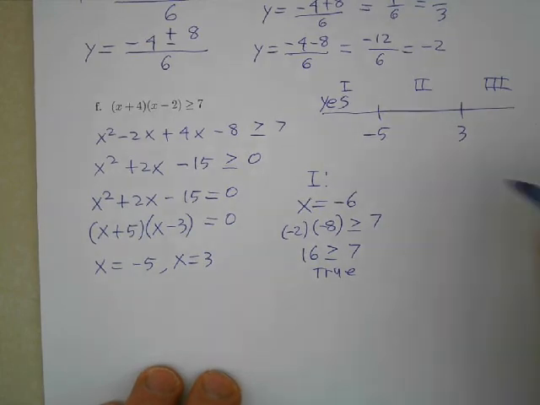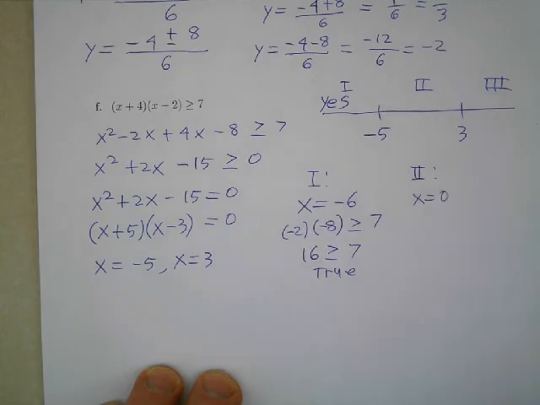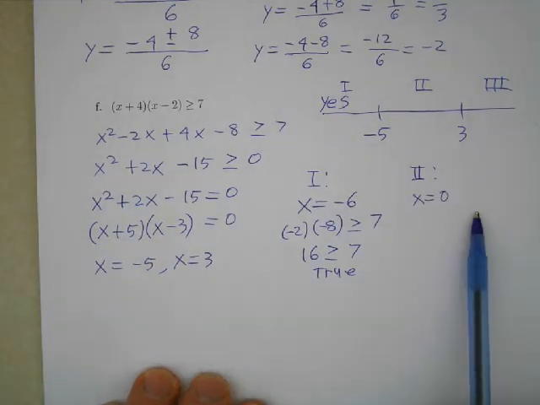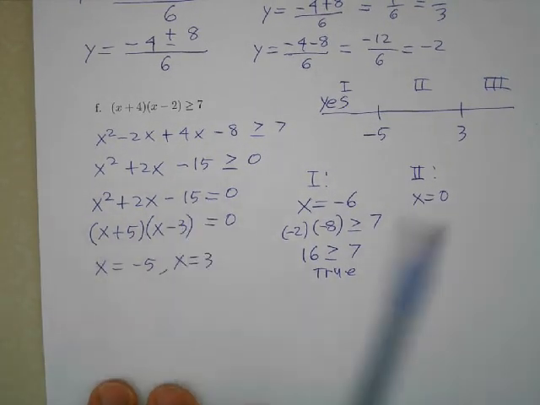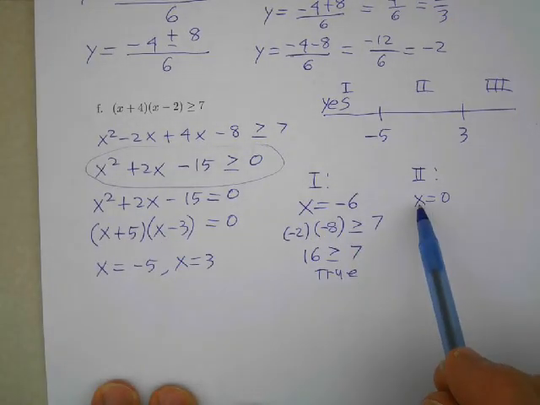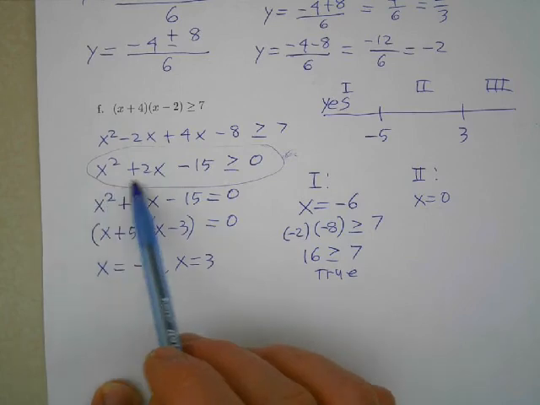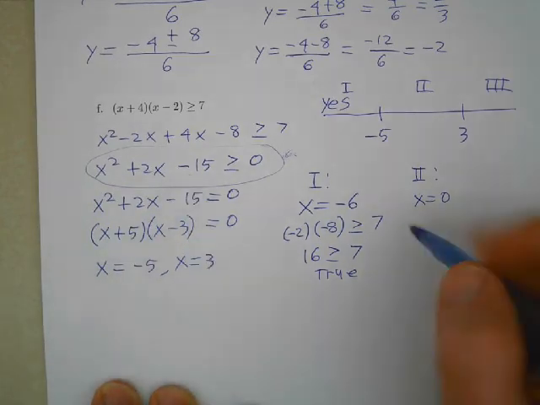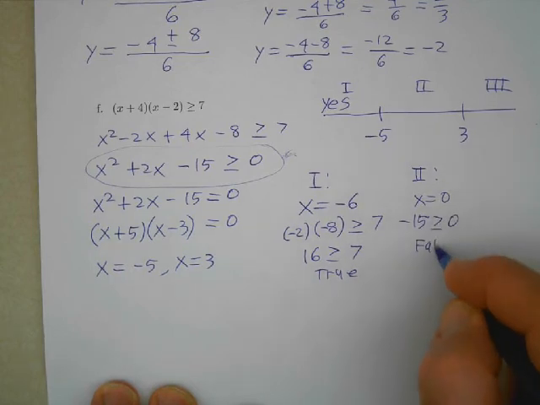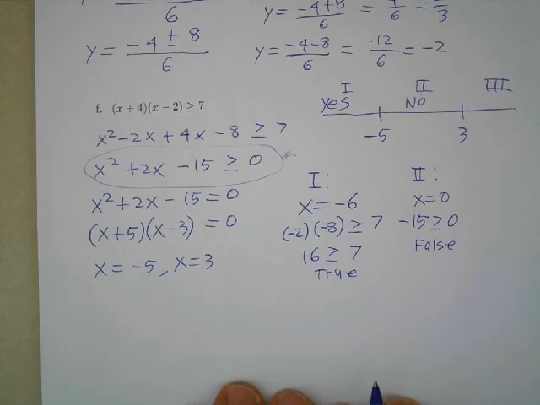In the middle interval, we can pick x to be 0. And so this time, a more convenient inequality when using 0 as a test point is this one right here. So replace every x with 0, we're just left with -15 is greater than or equal to 0, but we know that's false. So none of the numbers in the middle interval are solutions.